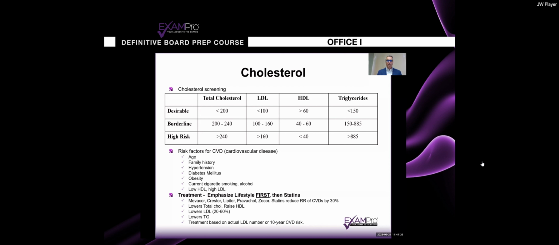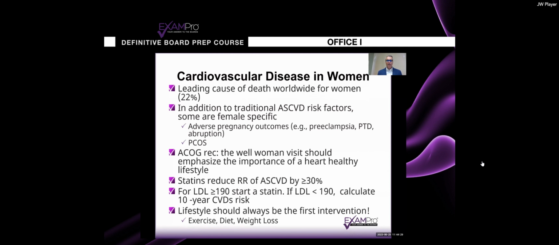The baseline issue here, I'm going to advance a slide for a second, is cardiovascular disease in women. It's the leading cause of death worldwide for women. In addition to traditional risk factors, there are some female-specific risk factors: adverse pregnancy outcomes related to preeclampsia, in particular, and PCOS associated with cardiovascular disease. ACOG has emphasized that the Well Woman visit should talk about heart-healthy lifestyles and reducing cardiovascular risk factors or modifying behavior where possible. And then we get back into the management of cholesterol at the bottom of this slide.